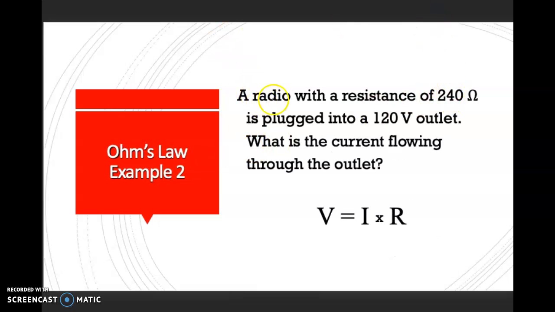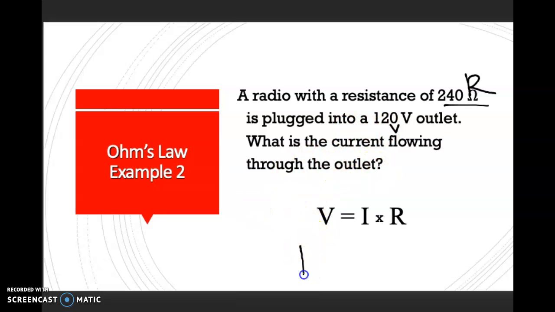Example 2. A radio with a resistance of 240 ohms, so that's going to be my R value. It's plugged into a 120 volt outlet. Incidentally, most of the outlets in America are 120. In Europe, you might find that they are 240, which means when you plug in your household appliances, they get burned up in Europe if they're from America. Anyway, okay, what is the current flowing through the outlet?